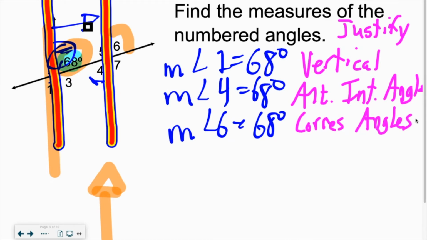And I will accept that for shorthand. You are welcome to spell it out. I know that'll make our English teachers very happy. But that's all we've got for that 68. Now we need to do the other ones.